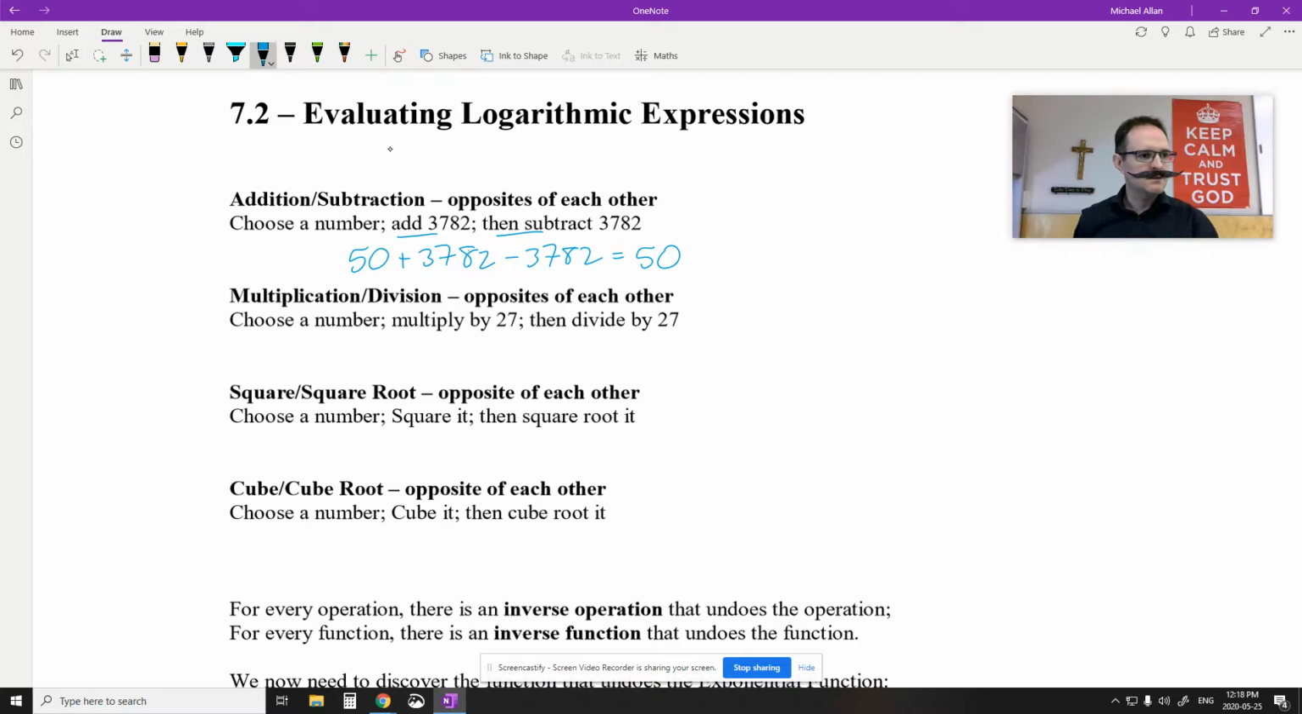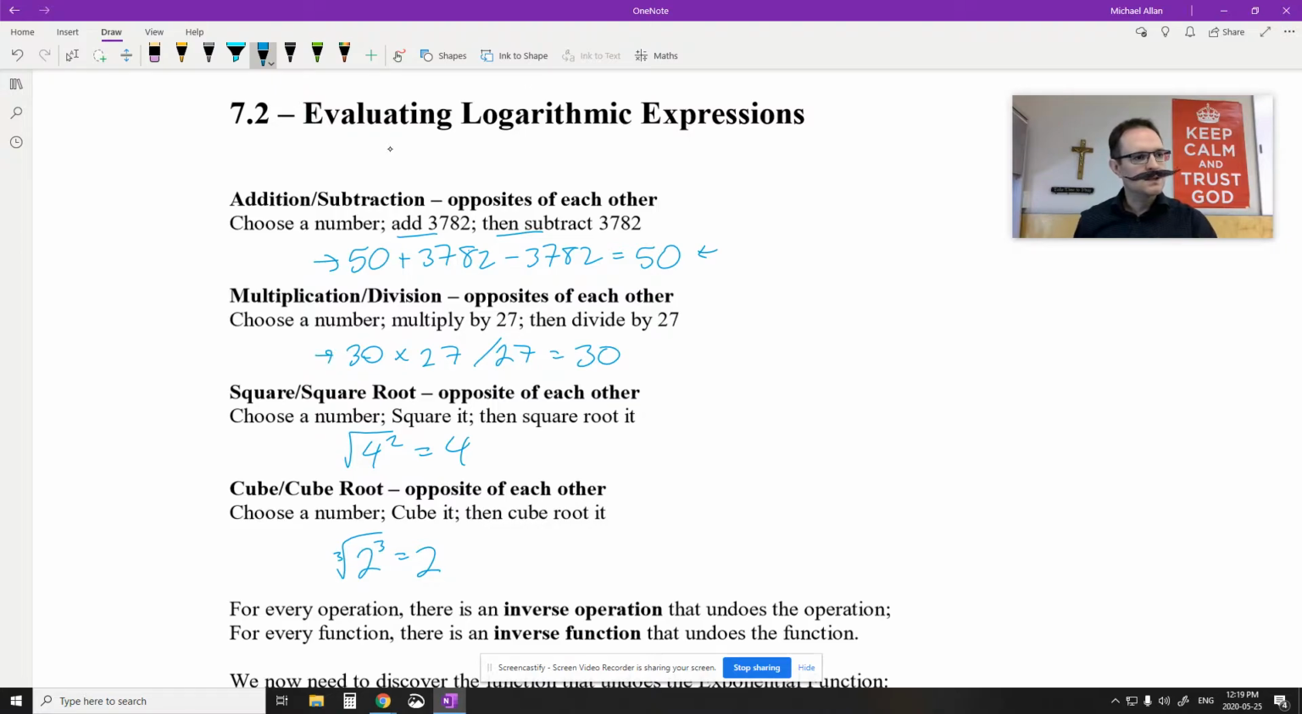Same thing down here. Let's say I choose the number 30. I multiply by 27, then I divide by 27. If I did the math on that, what I get out is 30 as well. Or say I take 4, and then I square it, and then I square root it. What I get out is 4. Or same thing if I took 2 and I cubed it, and then I cube root it, I get 2 out.